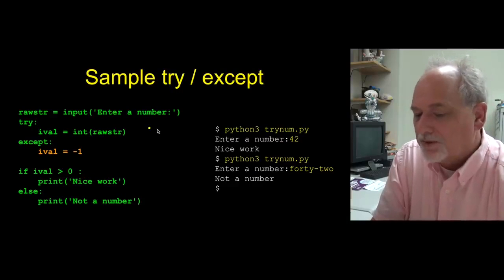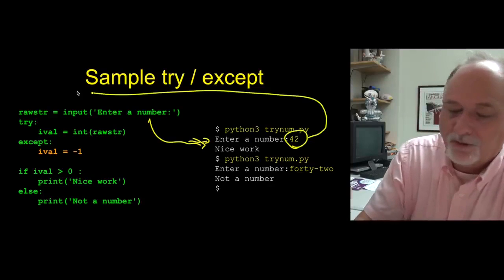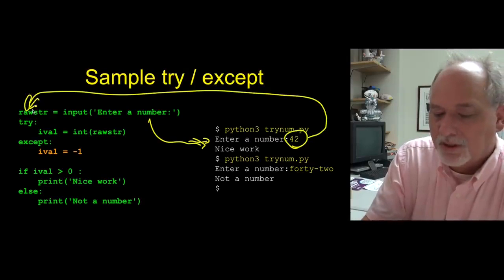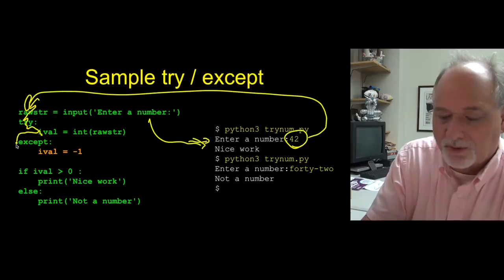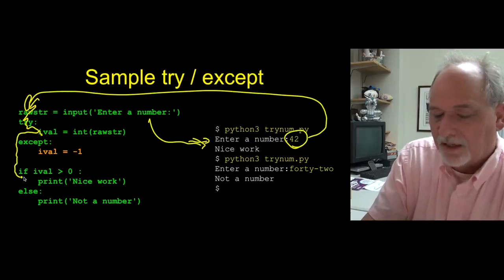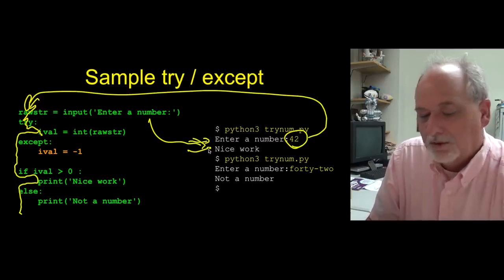So the first time we run this program, out comes enter a number. We type in 42, which is a string. That 42 goes back into the variable, runs in here. This runs, it's fine. That becomes the number 42, so we skip the except block, and ival is greater than 0. We print out nice work, and we skip the else. Okay, so it says nice work.